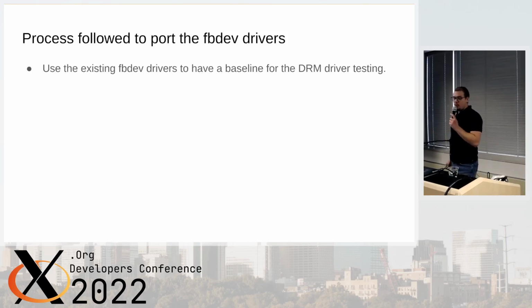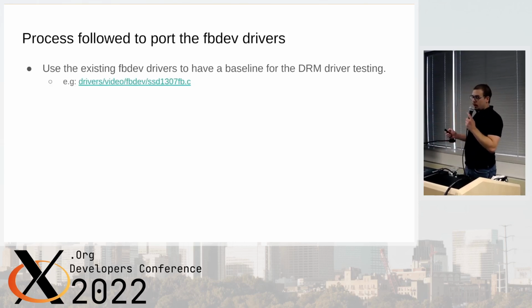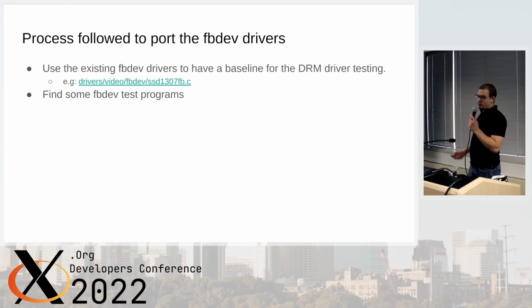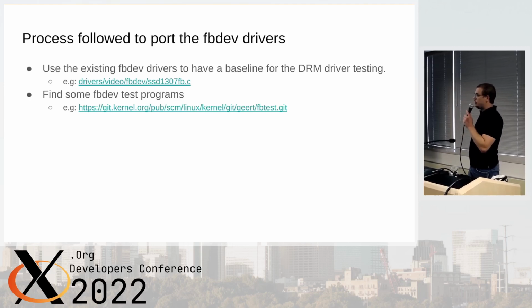So the first step for me was to use the existing fbdev driver to have a baseline to do testing and to run some fbdev programs to make sure that you have a proper setup to work on the DRM driver. For that, I used the SSD1307 FB driver because that's the one that supports X.Org, and I only had an X.Org display at the time. The next step is to find a set of fbdev user space programs that you can use to test. For that, I found that Geert has this fbdev repo that has a lot of programs, so it has good test coverage if you want to test.